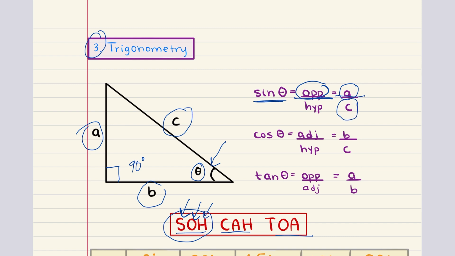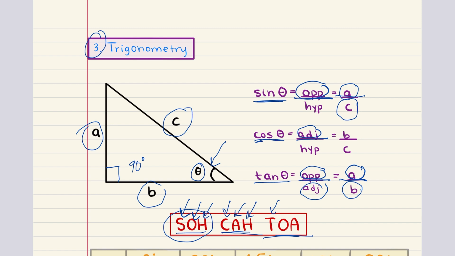What about CA? This stands for cosine theta is equal to adjacent divided by hypotenuse. So in our triangle, cosine theta is equal to side B divided by side C. Then TOA stands for tangent theta is equal to opposite divided by adjacent. So in our triangle, the opposite side is side A, and this is going to be divided by the adjacent side, which is side B.